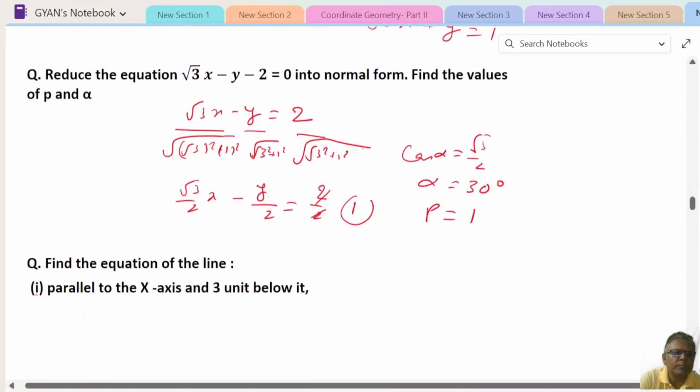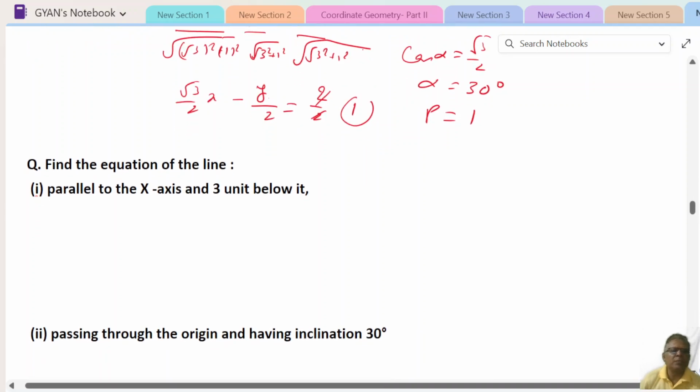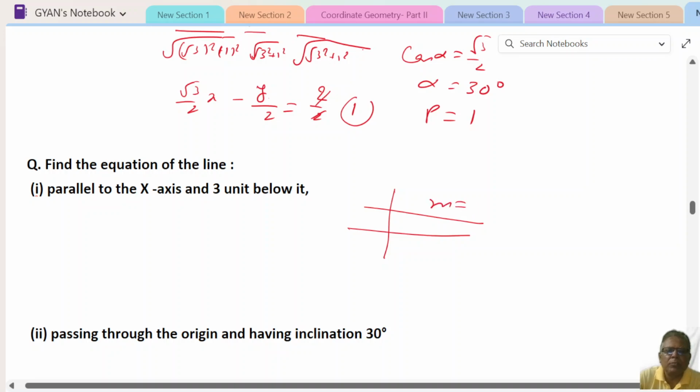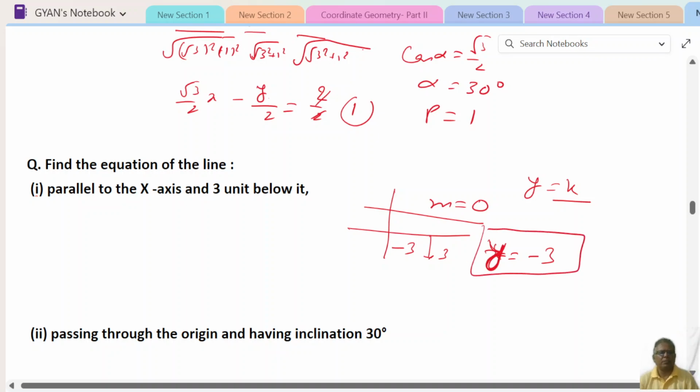So we get the answer. Find the equation of the line that is parallel to the x-axis and 3 units below it. Parallel to the x-axis means m is equal to 0, and 3 units below the x-axis means minus 3. The parallel form is y is equal to k, so k is minus 3. So the equation will be y is equal to minus 3.